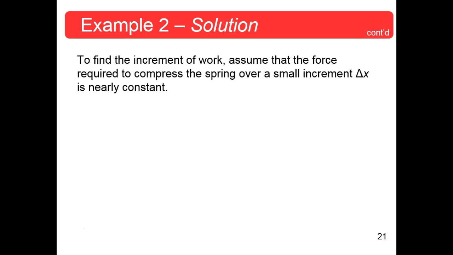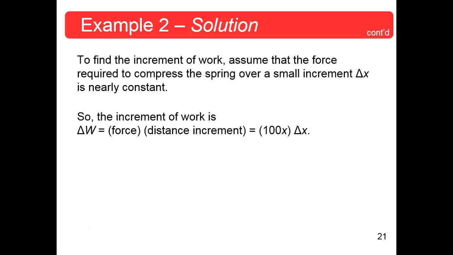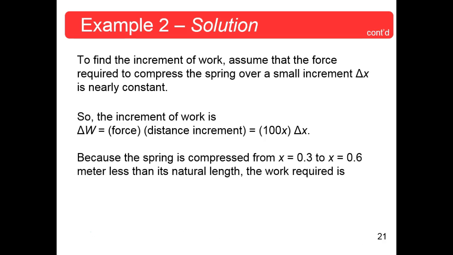Okay? To find the increment of work, assume that the force required to compress the spring over a small increment delta x is nearly constant, and that was our assumption from the beginning. So the incremental work is F times the distance increment. But the F is not just a constant amount, it's a variable force, 100x times delta x. And because the spring is compressed from 0.3, where you stopped from finding the spring constant, an additional 3/10 to 0.6 meters, which is less than its natural length, you can do that.